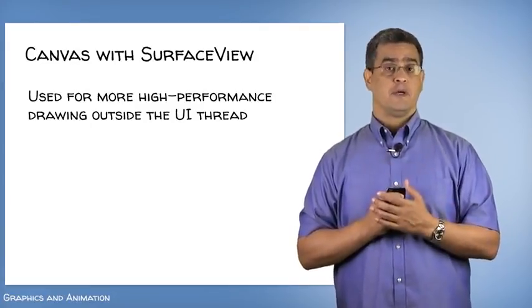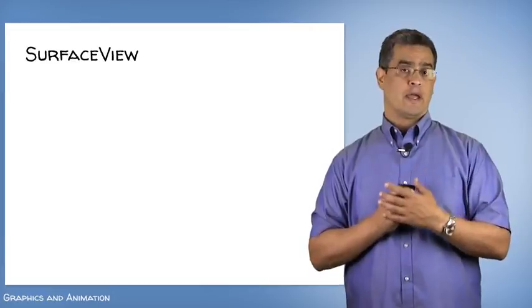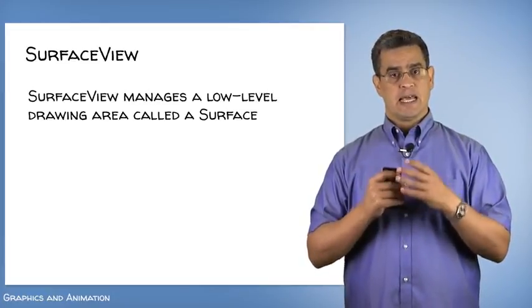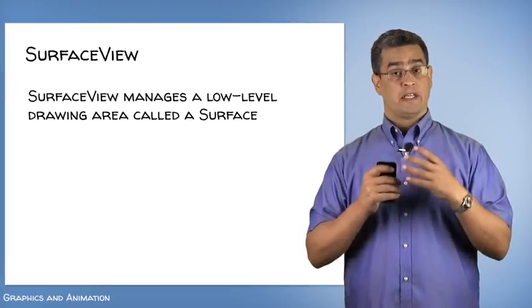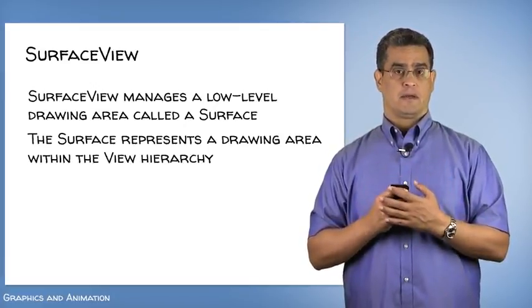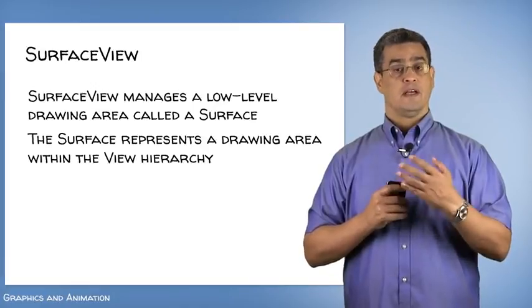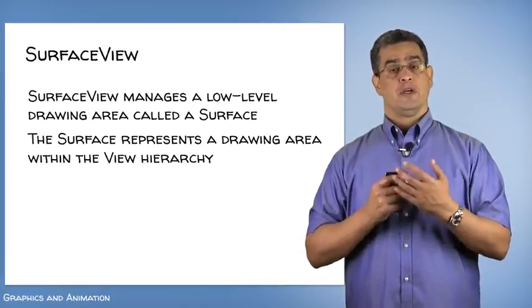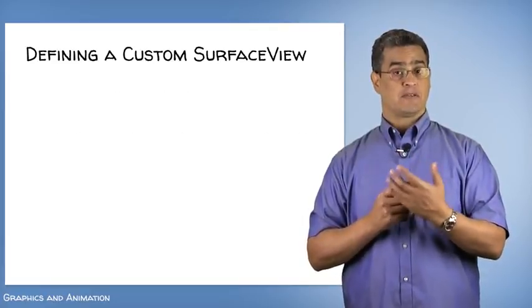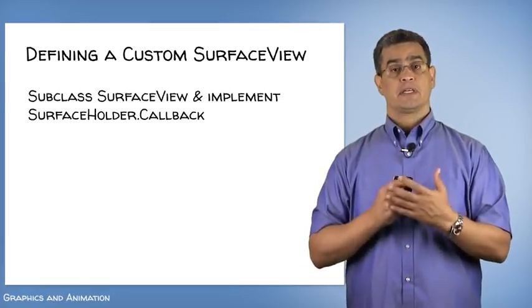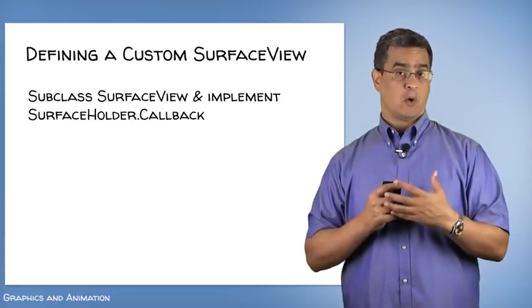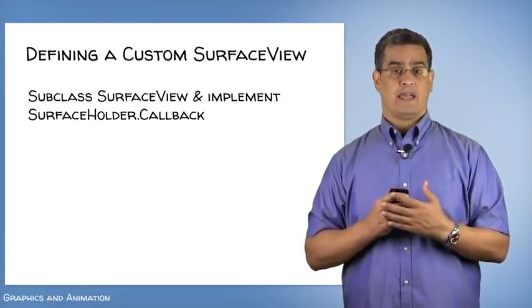A surface view manages a low-level drawing area called a surface. And this surface is a dedicated drawing area that is positioned within the application's view hierarchy. To define a surface view, you need to create a custom class, which is a subclass of surface view. And this custom class must also implement the SurfaceHolder.Callback interface.